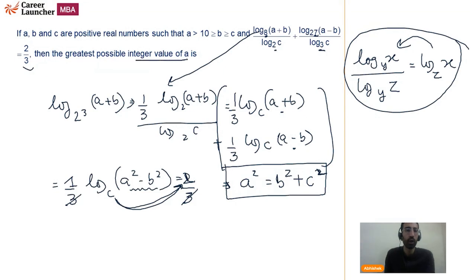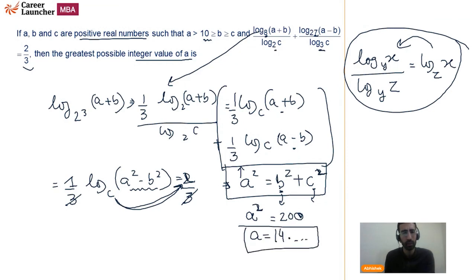And since we want the greatest possible integer value of a, b and c are not integers. It just says a, b, c are positive real numbers. Right? You want to maximize a, what will you try to do? You'll try to maximize b and c as far as possible. So b and c maximum value is 10 when all of them are equal. So 10 square, 100, 10 square, 100, a square, 200. But the problem with that is 200 is not a whole square. Right? a square equal to 200 means a is 14 point something.